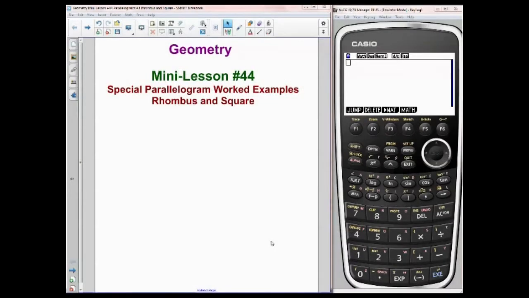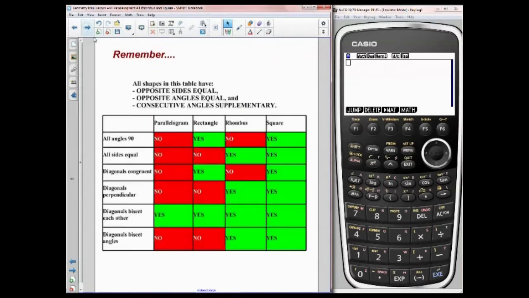Alrighty, round three for this weekend. We're going to take a look at rhombus and squares. So let's go ahead and get started.